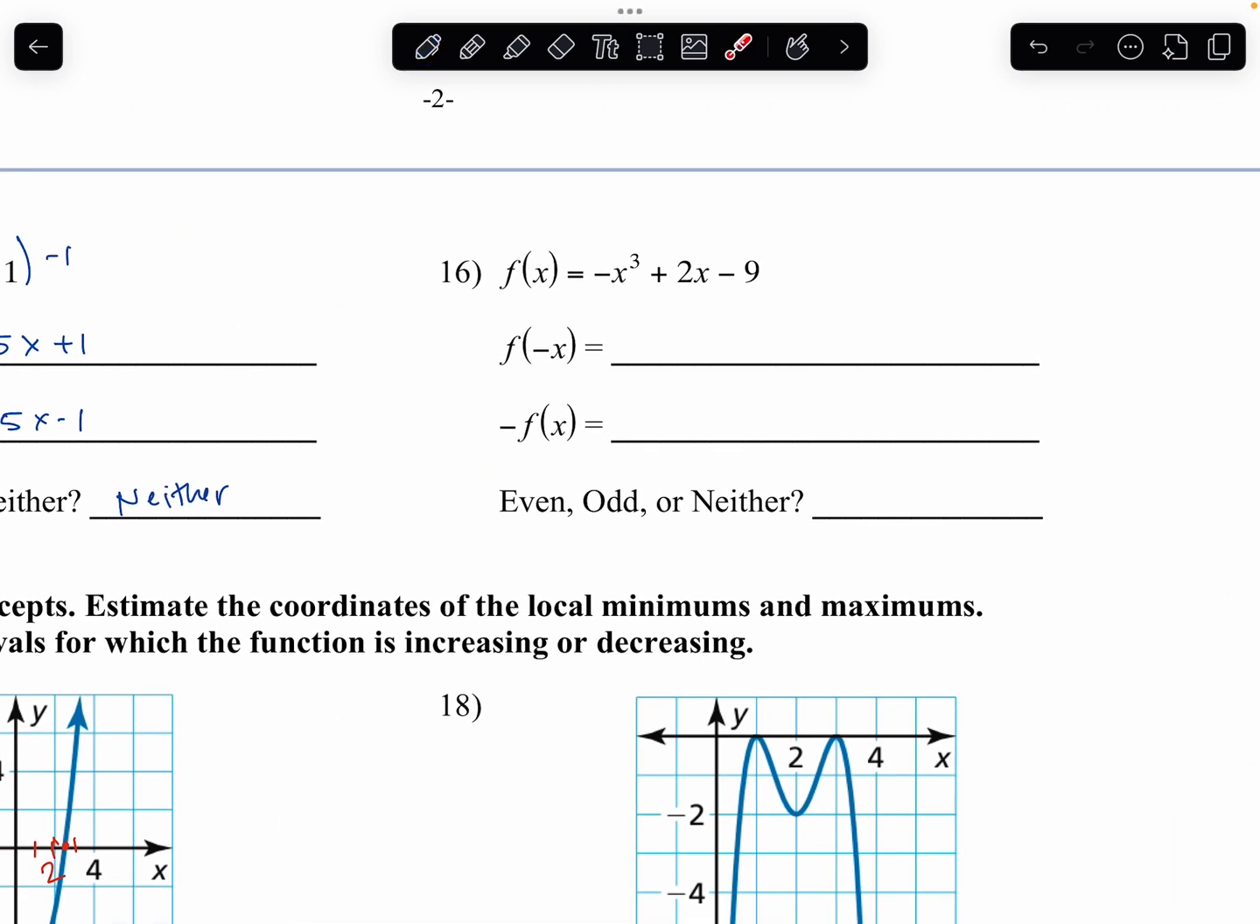Okay. If I plug in negative x here, that's going to flip it to be positive because it's an odd term. That's going to change that to be negative 2x. And then we can see that these are not the same. Okay, and then if I multiply by negative 1, that's going to change that to negative x to the 3rd minus 2x plus 9. I can see that these two are not the same, so it's not even, it's not odd, so neither even nor odd.